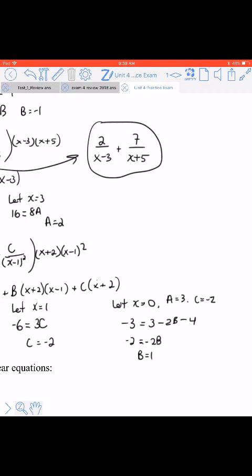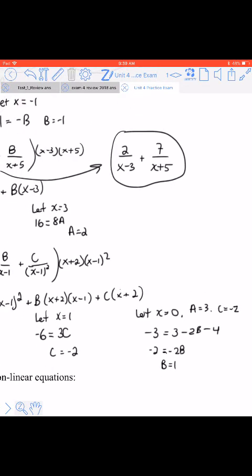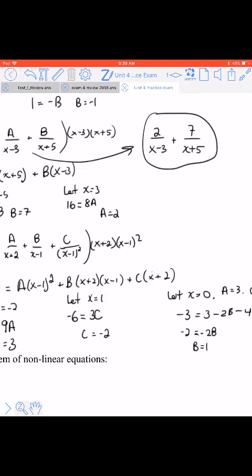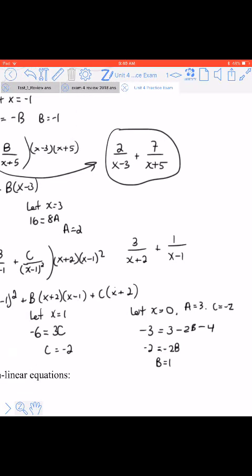So now I know all the values for my partial fractions, so I just need to rewrite them. Instead of a over x plus 2, I'm going to have, well, not a, I know that a equals 3 now, so I'm going to have 3 over x plus 2. And then I know that b equals 1, so this is going to be 1 over x minus 1. And then I know that c equals negative 2, so it's going to be negative 2 over x minus 1 squared.